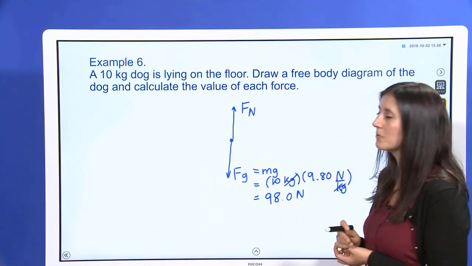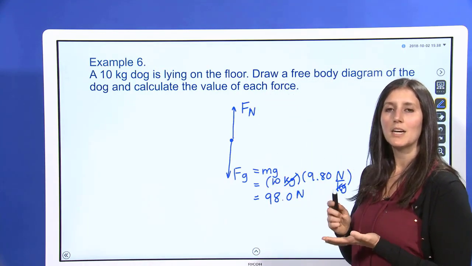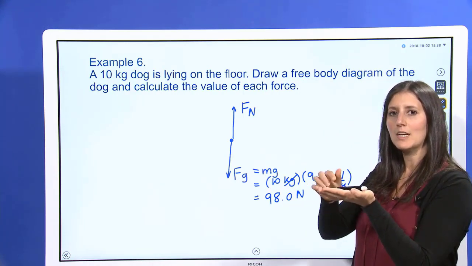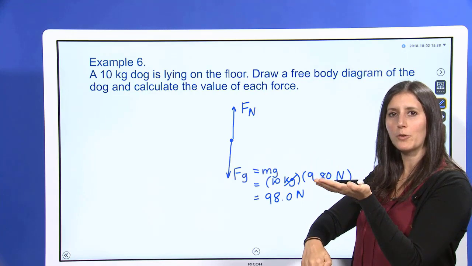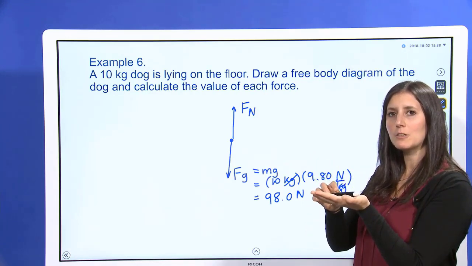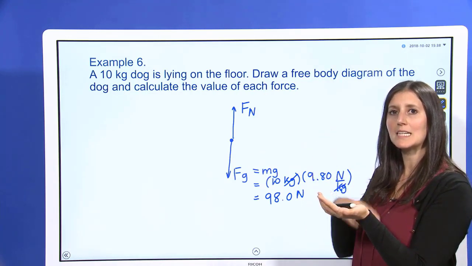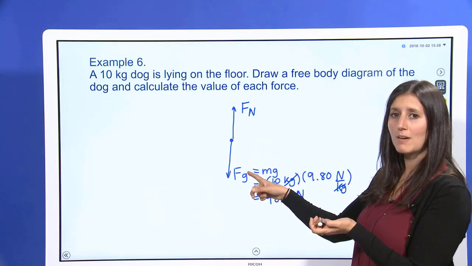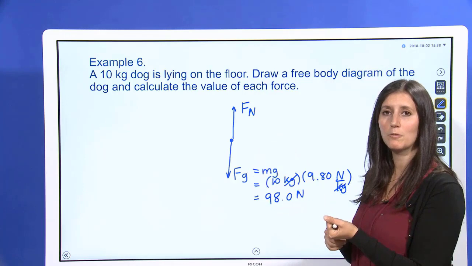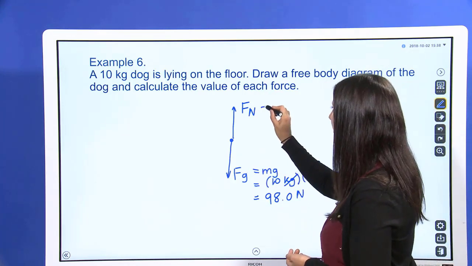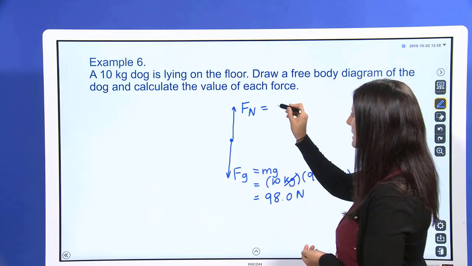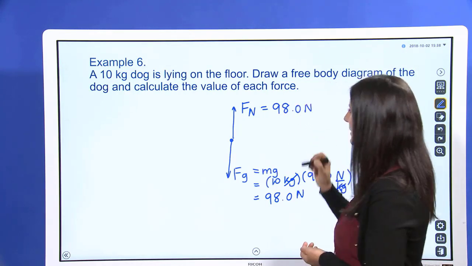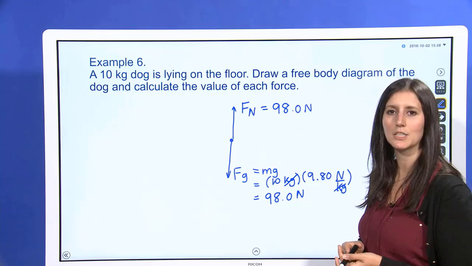So here's my normal force. Now because my dog is stationary, it's lying on the floor, it is not falling through the floor. That means that the force of gravity and the normal force need to balance one another out. So whatever I got for the force of gravity has to equal the normal force. So I'm going to write it in. My normal force then has to be 98.0 newtons. It's just pointing in the opposite direction.